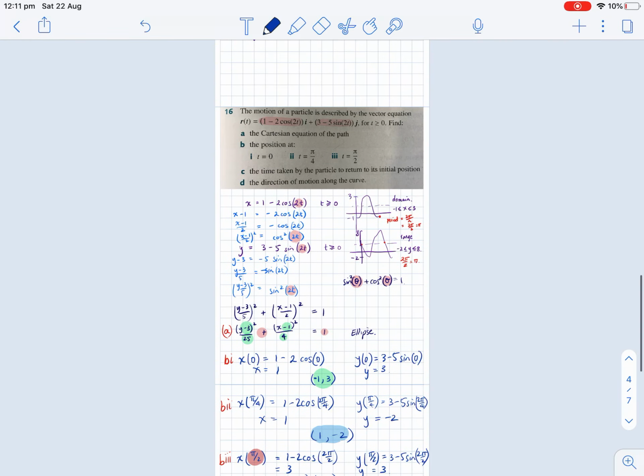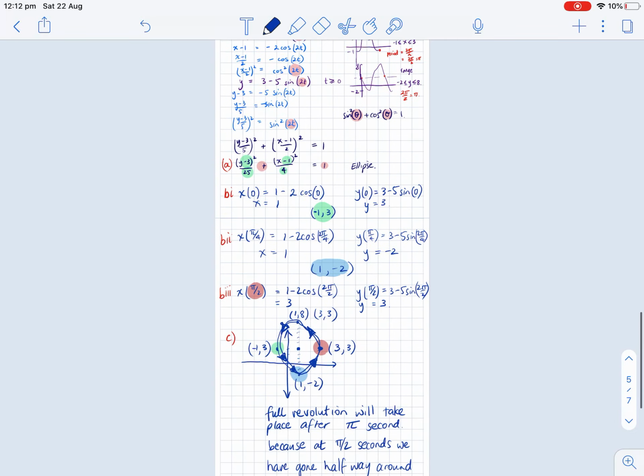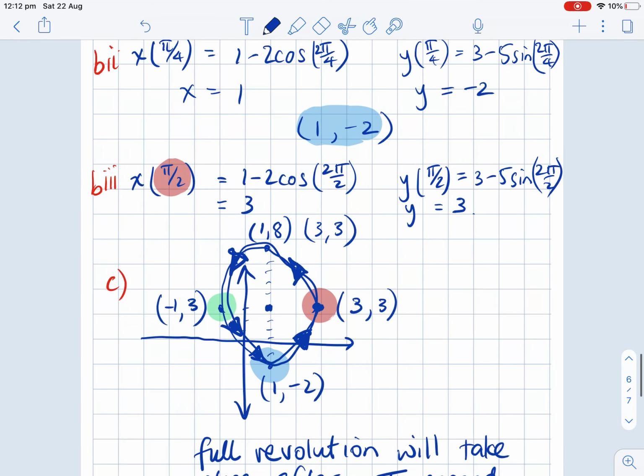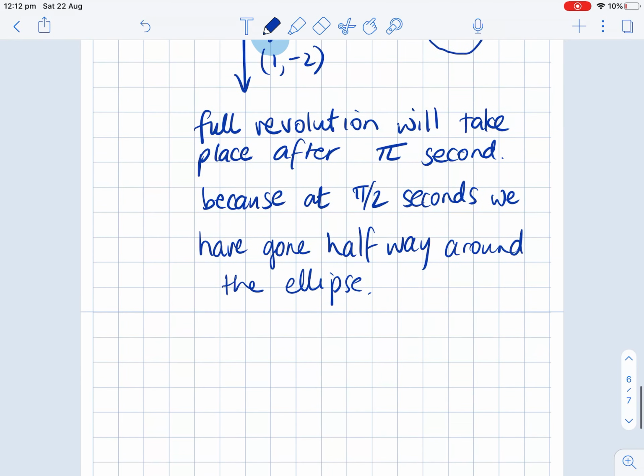Okay, and then part D, the direction of motion along the curve. Well, from my graph here again, we have a direction of motion where we were going around this way. Okay, so that direction we call anti-clockwise. So part D, travelling anti-clockwise. And that's the end of question 16.